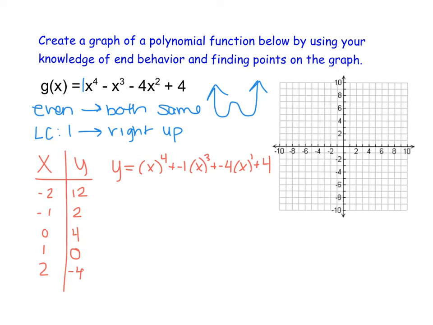So here, if I go ahead and plot those, -2, 12 is kind of off the graph here. -1, 2 comes down to about here. 0, 4 means it comes back up. 1, 0 means it comes back down. 2, -4 means it comes back here. While I'm not going to have a perfect graph here, I do have an idea that both ends are shooting upwards. And so I can get a little bit of the squiggle and then make sure that both of my end behaviors are pointing up due to the even function and the positive leading coefficient.